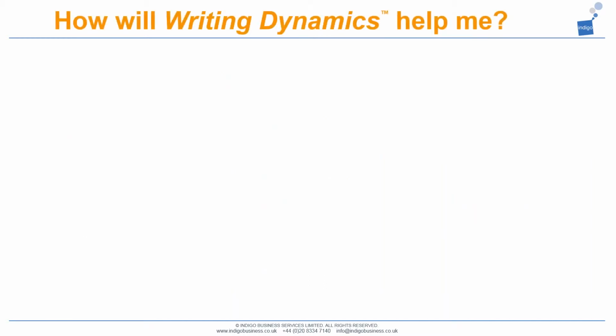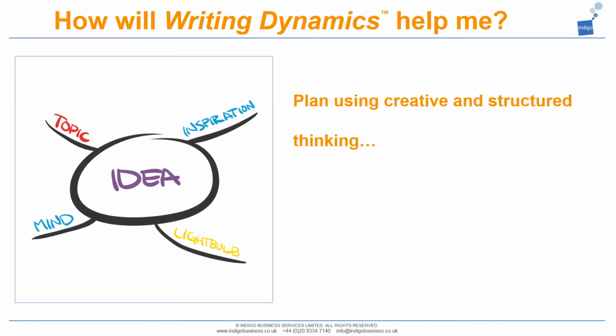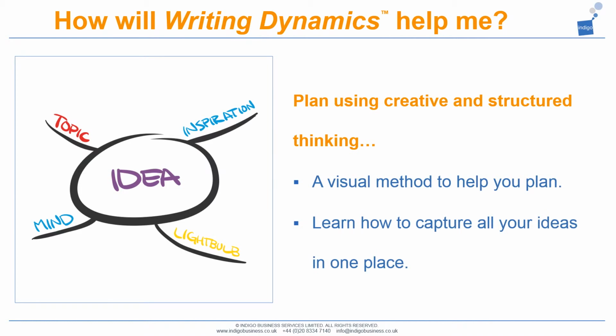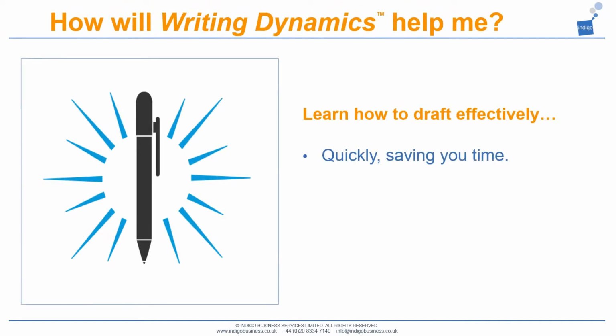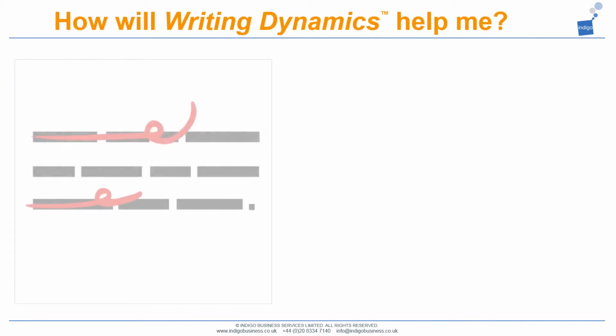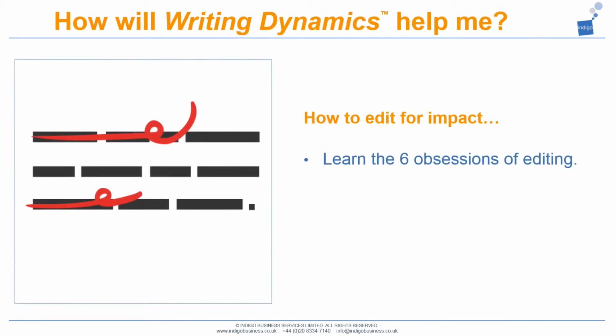With planning, we introduce you to a visual method of planning to help you capture all of your ideas in one place in a very concise way. Drafting, we learn how to draft quickly to get the words onto the page, which then allows you to effectively edit your documents. And this is where we learn the editor's 6 obsessions, learning from the professional writers, the professional editors, and what they do and how we can apply that to our business writing.